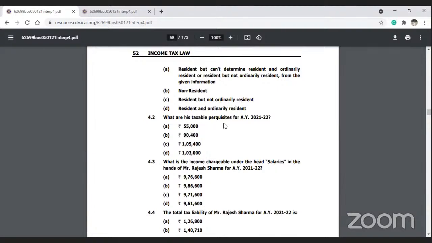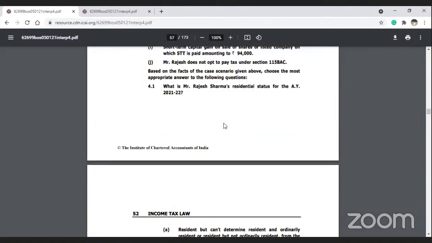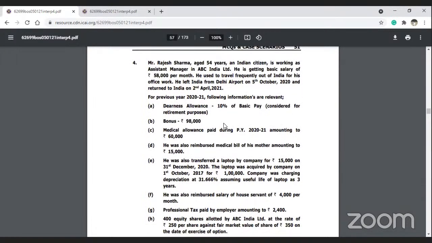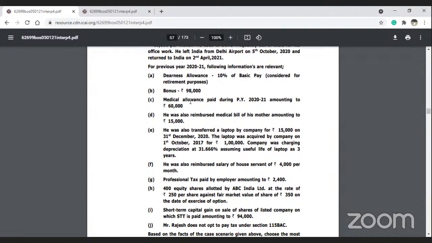What is the taxable perquisite for AY 21-22? Perquisites. Basic salary is fine. Medical allowance is an allowance, not a perquisite, right? Yes, it is allowance. So this won't be included. Reimbursement of medical bill of his mother, that is for the purpose of treatment. There's no limit on such reimbursement. So that is 15,000.